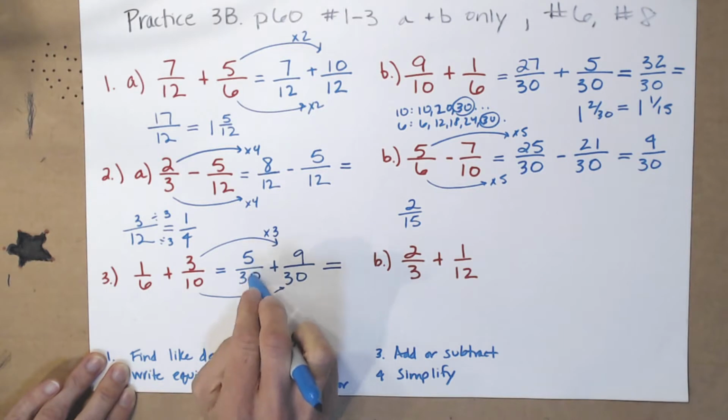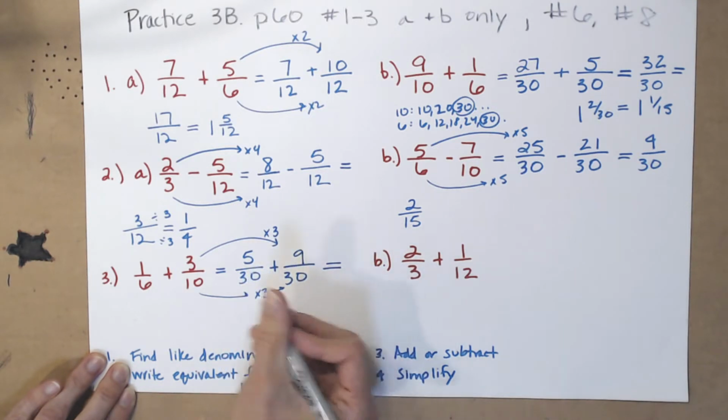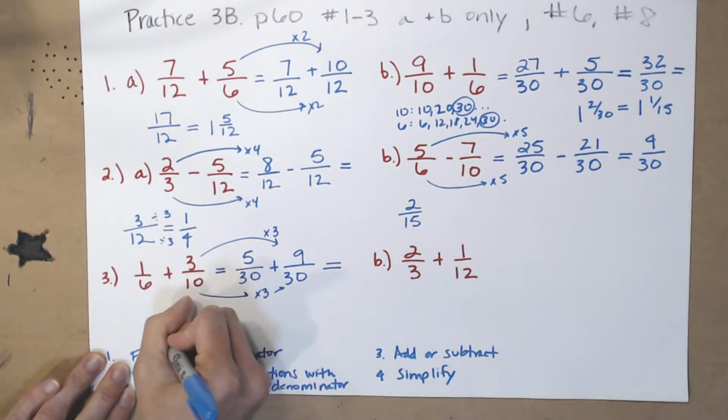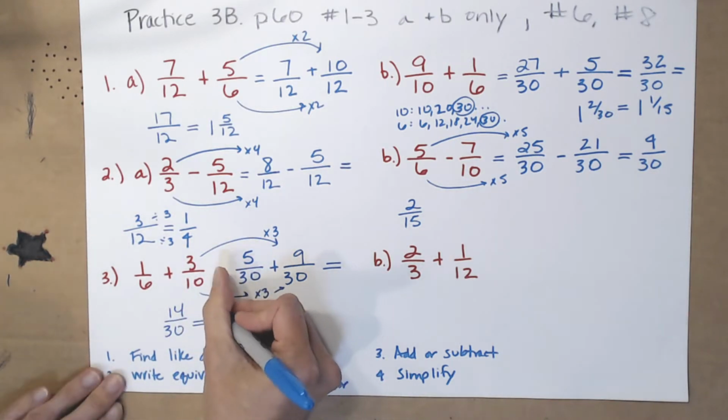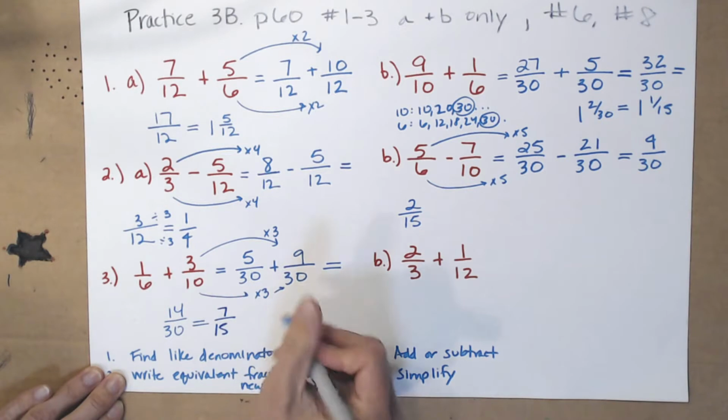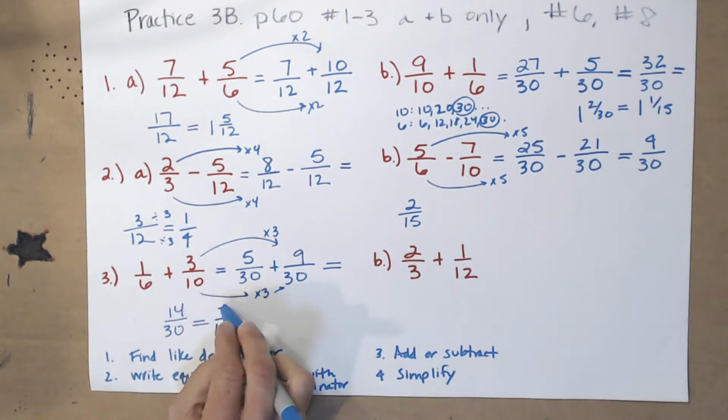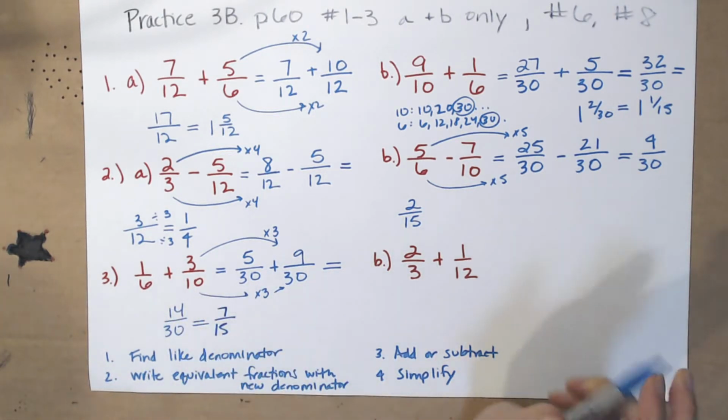Now we have 5/30 plus 9/30 would be 14/30. I can simplify because they're both even. We'll divide by 2 and we get 7/15. 14 divided by 2, 30 divided by 2.